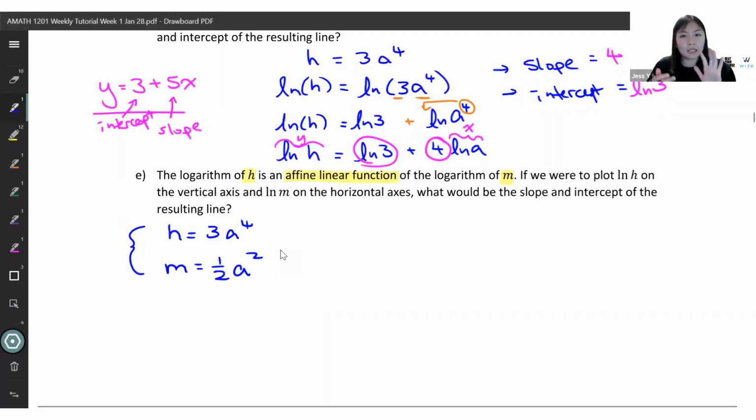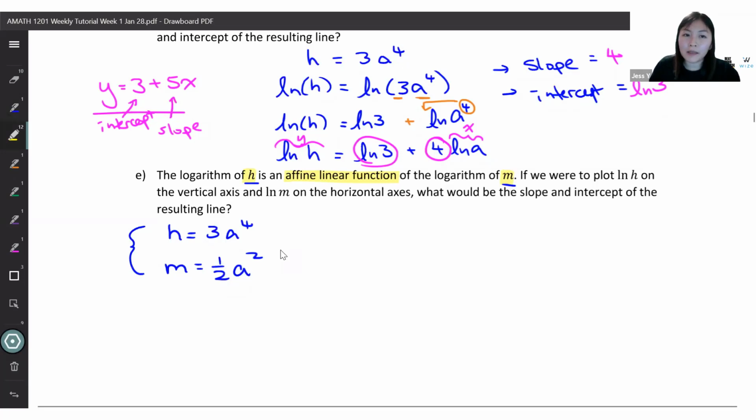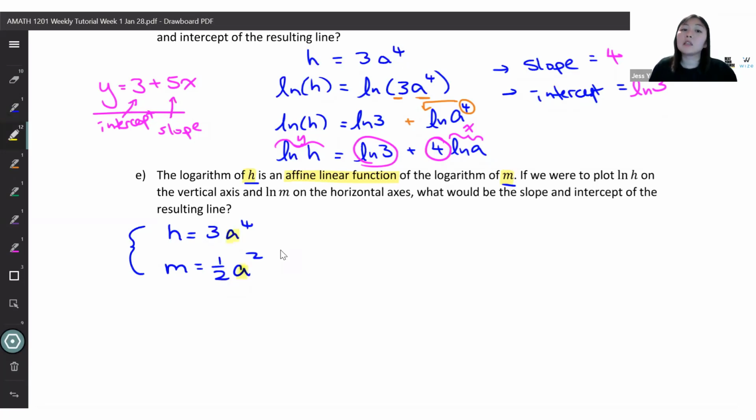So the whole point is we want to come up with one equation that relates our h and m. Whenever they ask for slope and intercept, we need an equation that relates those two variables. Otherwise, we have nowhere to start. We have two separate equations here, but they have this a in common. So I'm going to solve for the a in one equation, then use substitution, which you probably learned in grade 10, to substitute it into the other equation, okay?